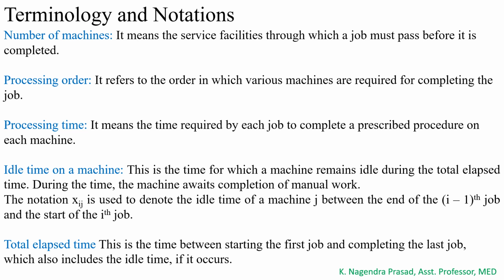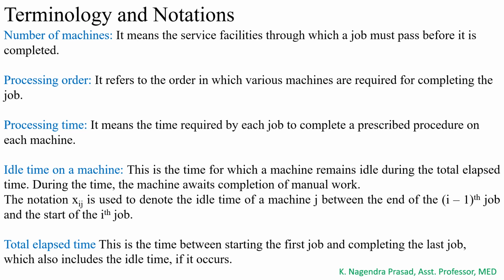Next terminology is the idle time on machine. This is the time for which a machine remains idle during the total elapsed time. During this time, the machine awaits completion of manual work. Here, the notation Xij is used to denote the idle time of a machine j between the end of the (i minus 1)th job and the start of the ith job.